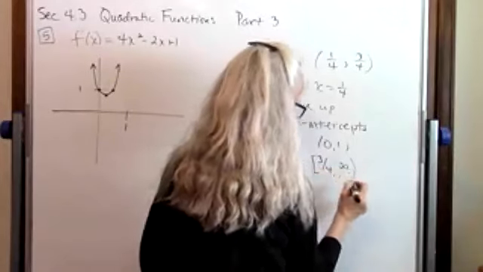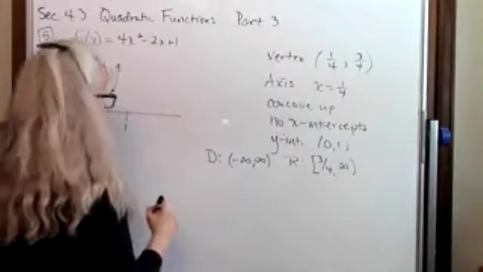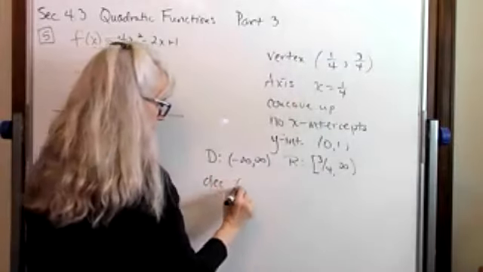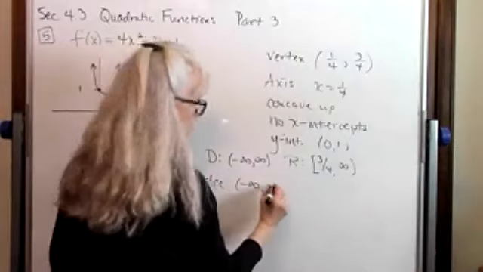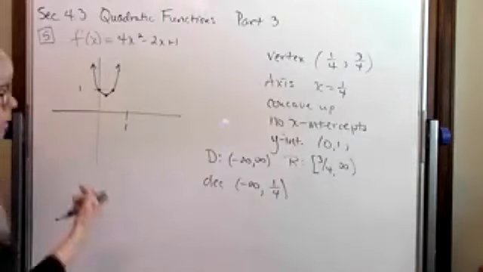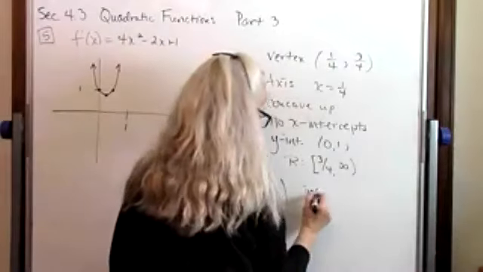And it goes off towards infinity. Where is it increasing and decreasing? Well, it decreases first, so we'll do the decreasing side first. That would be from negative infinity all the way to 1/4. It is going downhill from negative infinity to 1/4. And then at 1/4, it starts going back up a little bit.